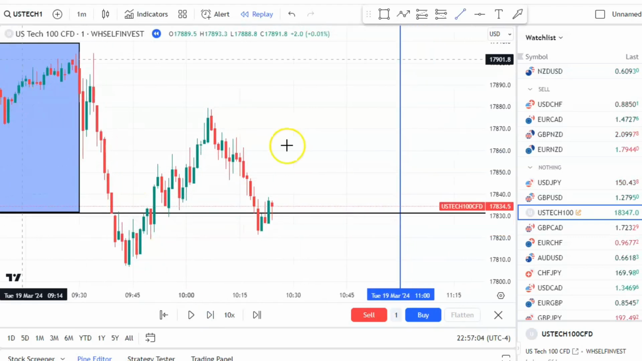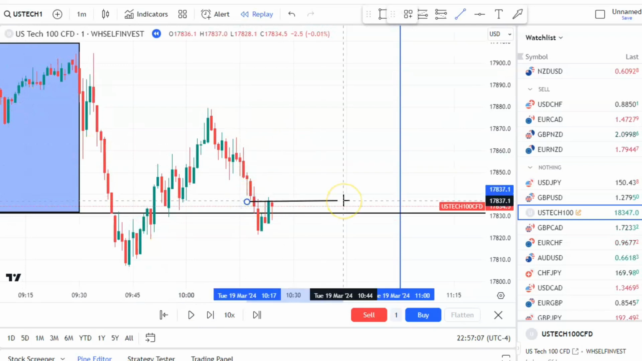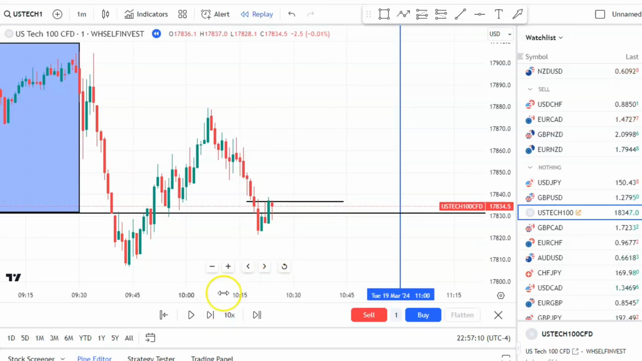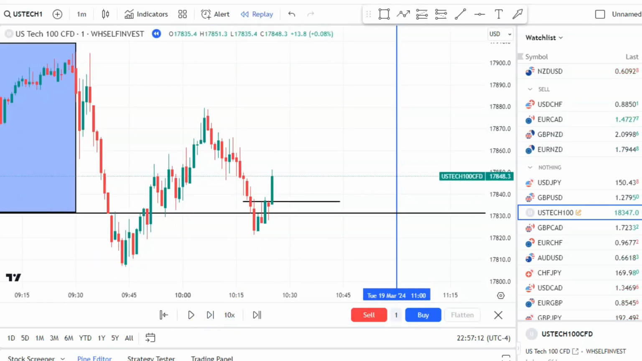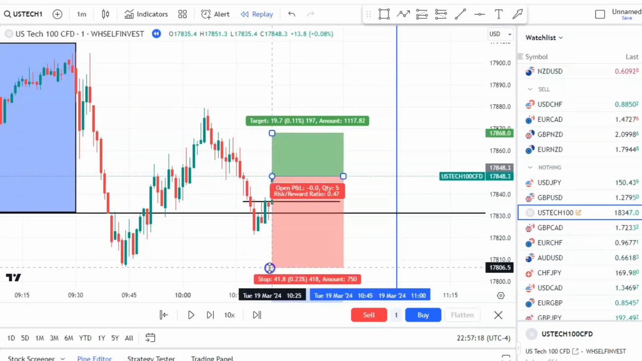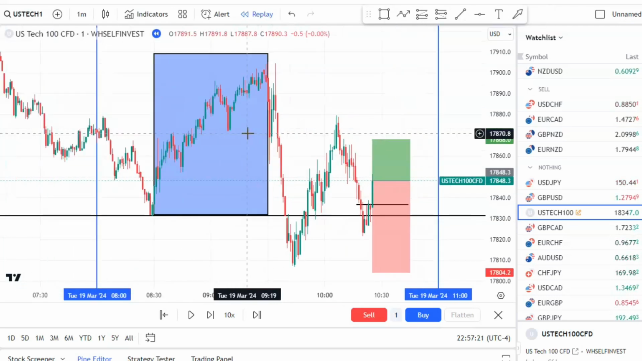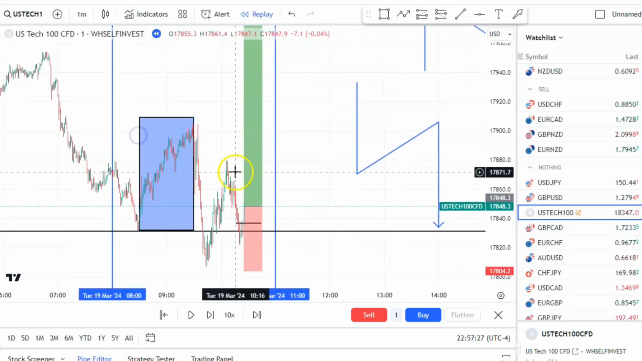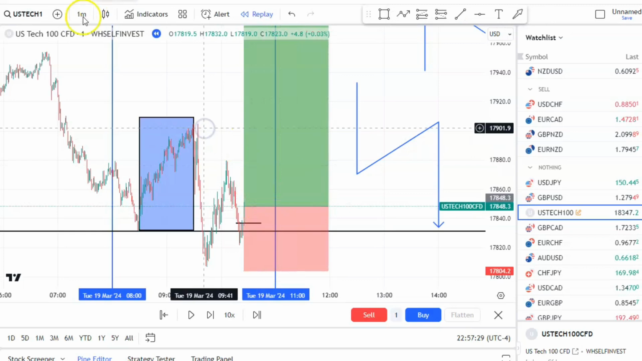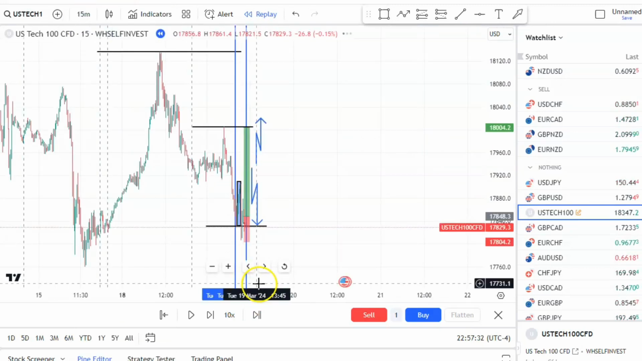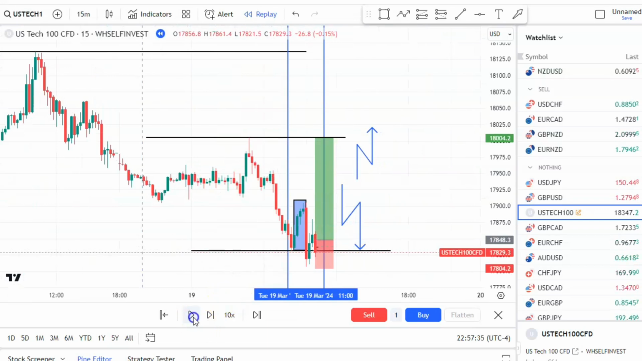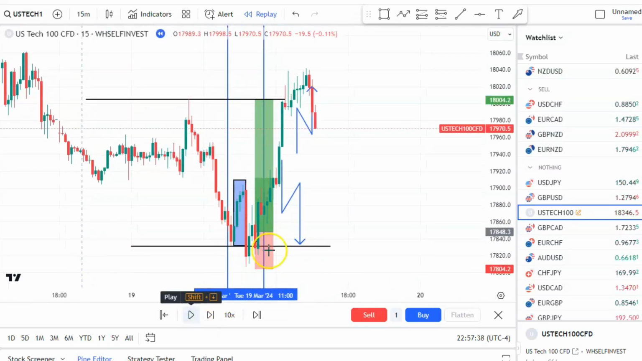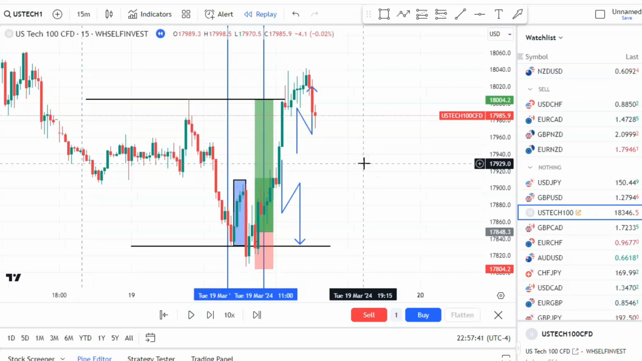And then we have this W pattern with the breaking structure here. And then we have the pullback, and then we have the engulfment candle. That is our entry. We have our stops right around there, and we are targeting the high of the day. Simple. And then we switch back to the 15-minute time frame, and then we let the market do its thing. So it's very simple. It's all pure price action, no indicators.